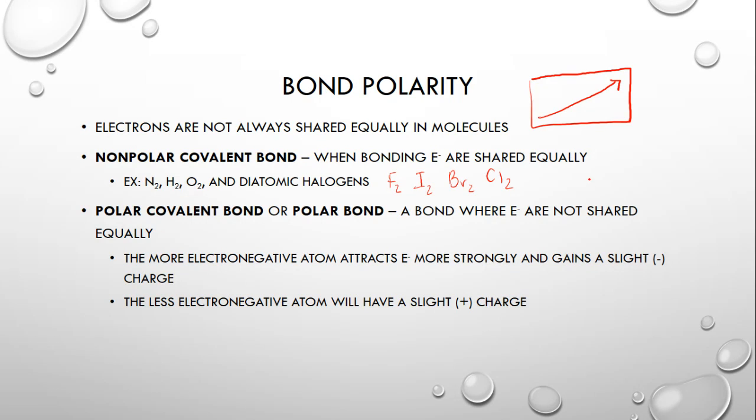But for a lot of our covalent compounds, it's not between two atoms of the same element. So when you have different electronegativities, electrons are not shared equally, and you have a polar bond or a polar covalent bond. The more electronegative atom is going to pull the electrons to itself more strongly, and what it does is it gets a slight negative charge. The one that's less electronegative will have a slight positive charge because it's slightly losing its electrons. Now, this is not a complete transfer, it's just a partial charge.